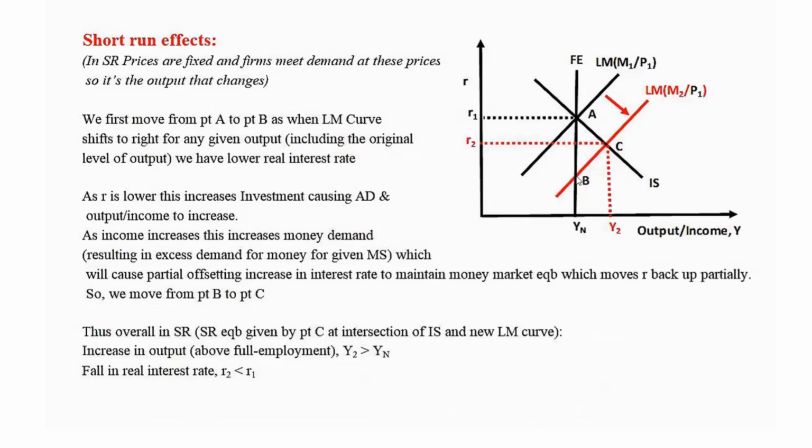Now, a lower real interest rate would encourage investment, which will increase aggregate demand and hence cause output or income to increase. Now, as output increases, money demand increases, which causes a partial offsetting increase in the real interest rate. So we move from point B to point C. So we started with point A, we moved to point B, and then we came to point C. So overall, our new short-term equilibrium is point C, given at the intersection of the IS curve and the new LM curve. And at this point, real interest rate is lower and output has increased above the full employment level.